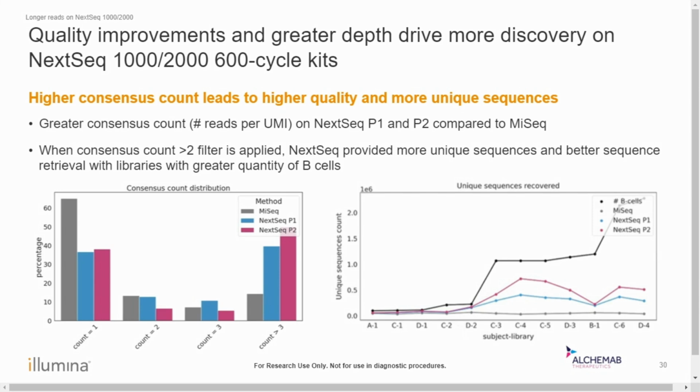To ensure quality results, Alchemab applied a filter of greater than 2 for UMI consensus counts to each library, and found that under these conditions, the NextSeq flow cells provided more unique sequences and better retrieval of libraries with greater quantities of B cells compared to the MiSeq. You can see in the chart on the bottom right, this is especially true in libraries where the expected B cell count is 1 to 2 million. And the NextSeq P1 and P2 both had a greater count of unique sequences compared to the MiSeq.